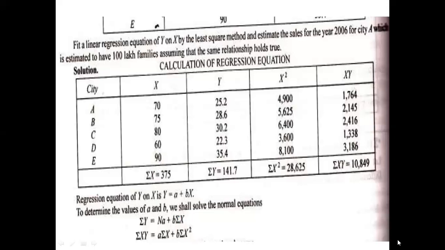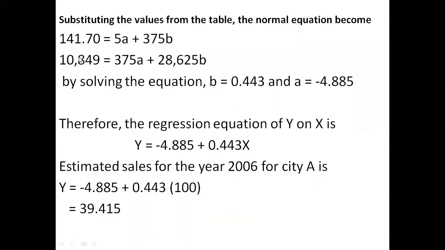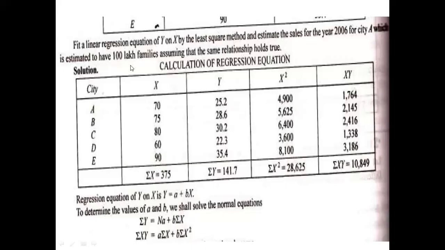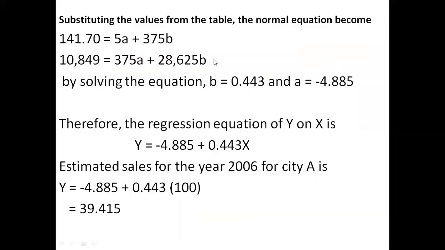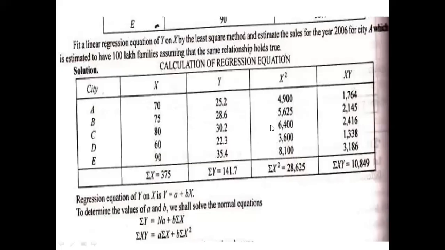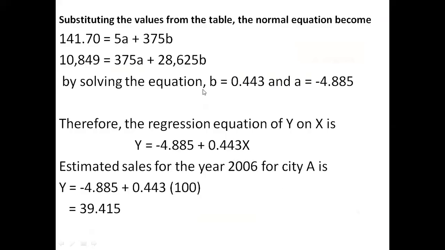Similarly, in equation 2, we will put simply the following values, which is sigma xy. Here we have 10,849 that we have inserted here. Then again we have sigma x, that is 375, and we have sigma x square, which is 28,625, that we have inserted here. Now what we do, we solve these equations to find out the value of a and b. We can do simply as we did in class 8th or 9th, we solve these equations by multiplying the values of one into the other.